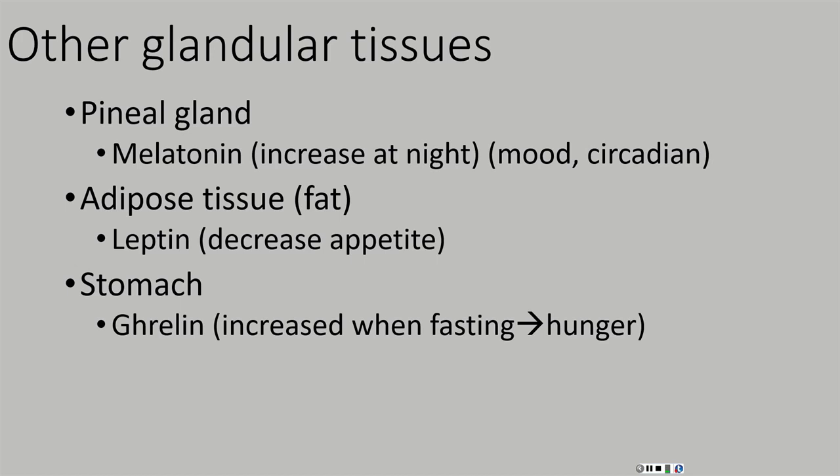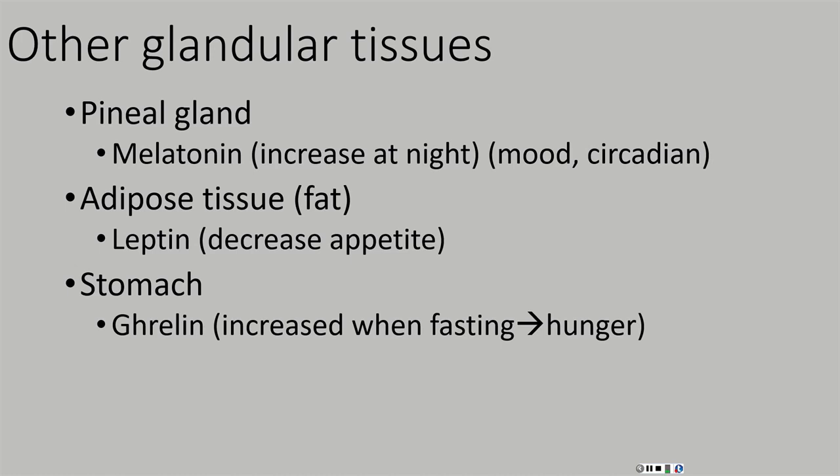First, let's talk about the pineal gland. The pineal gland is a small gland in your brain. It produces melatonin. At night, when the lights get dim, that stimulates the release of melatonin, so melatonin rises at nighttime. It diminishes in the daytime, so when there's bright light, melatonin stops being released.